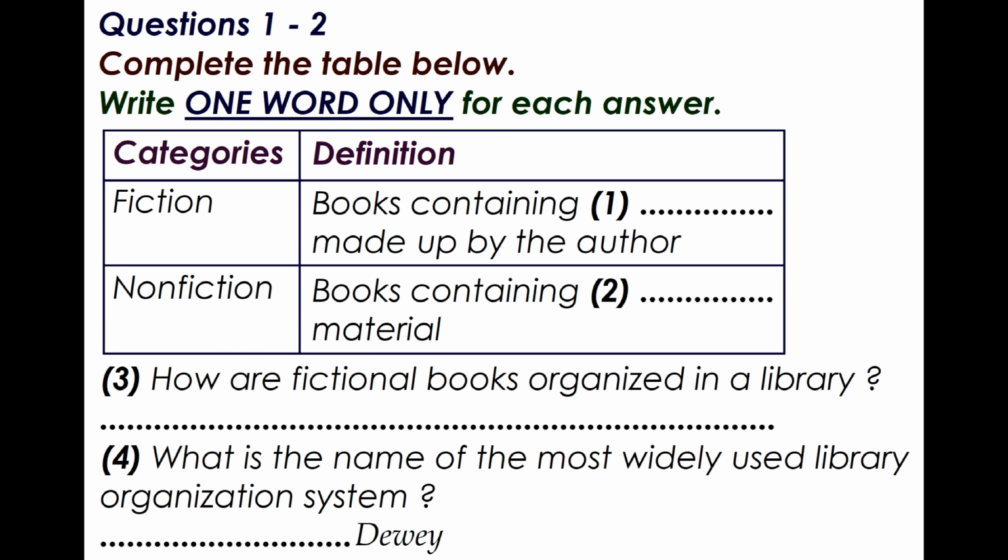All libraries have a system for organising and classifying non-fiction books. The most widely used system is the Dewey Decimal System. It was designed by an American librarian named Melvin Dewey. It is called a decimal system because it divides all non-fiction books into 10 major categories. These are further divided into subdivisions.